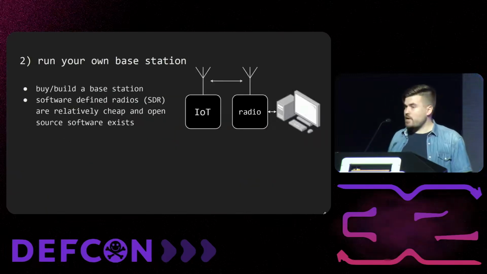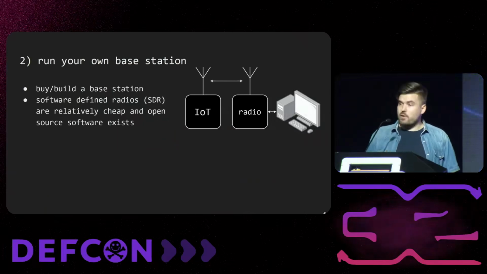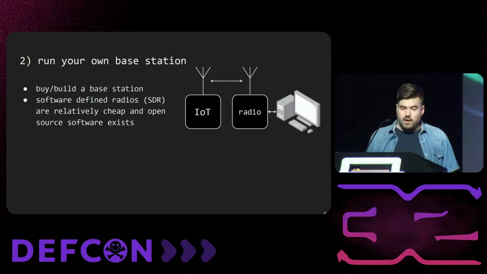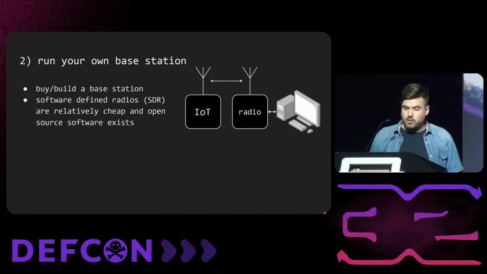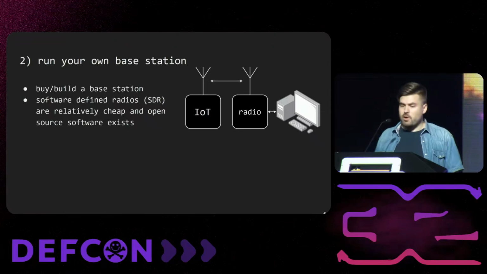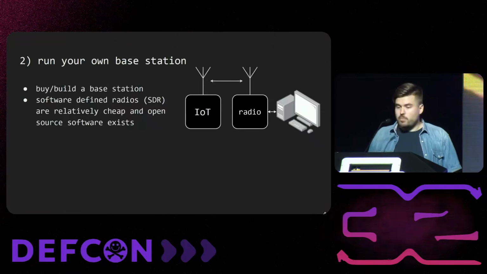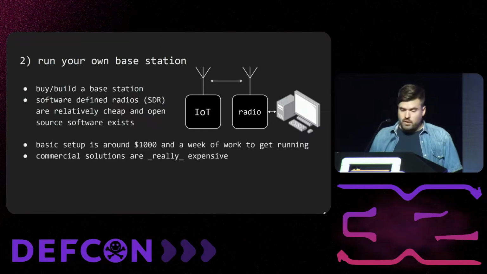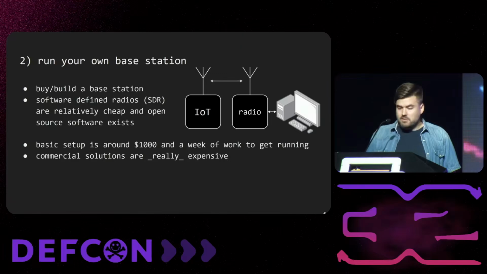The next thing I tried was to run my own base station because I want to see the modem traffic. I figured, just like I have my Wi-Fi access point, I'll do a 4G access point. You can buy this, you can build your own, and software-defined radios can do pretty much anything nowadays. Just a couple of $100 and open source software and you can do this. A basic setup is like $1,000, not that much if you're into professional penetration testing, but it requires a week's worth of work to get running.